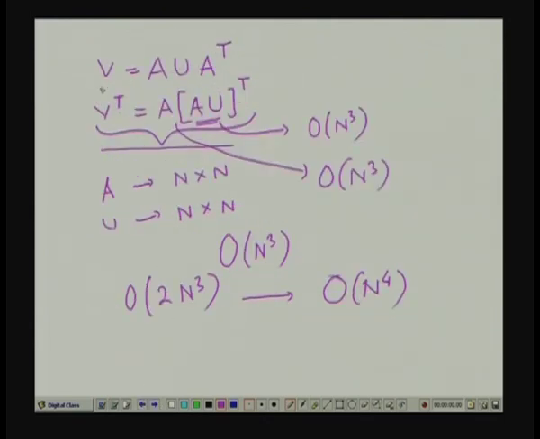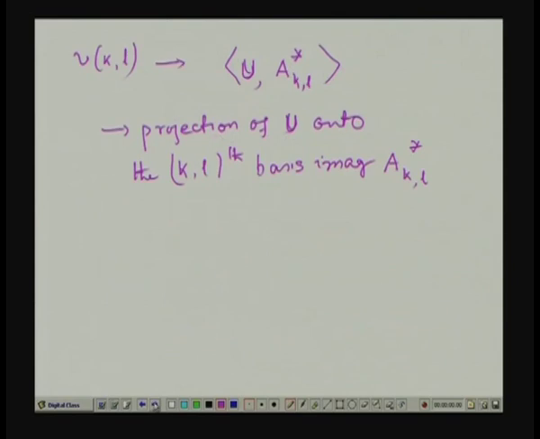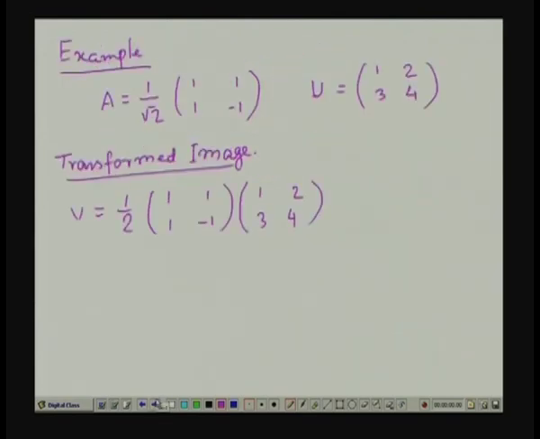When we computed V, we had computed V equal to A U A transpose. So, by using that, we have A U then A transpose, and by nature of this transformation matrix A, you find that A transpose is nothing but the same as A. So, you will have 1, 1, 1, minus 1.